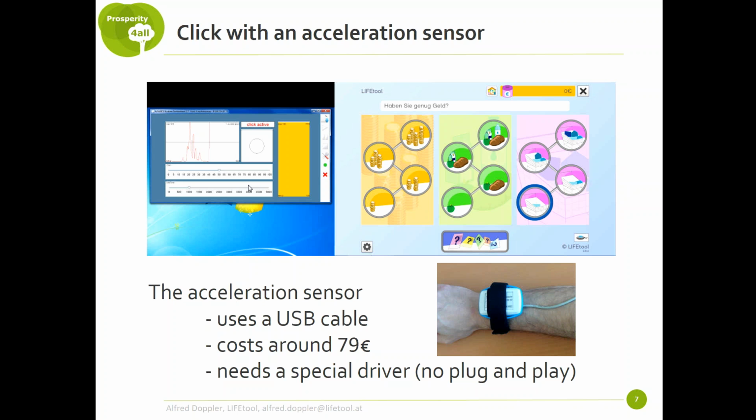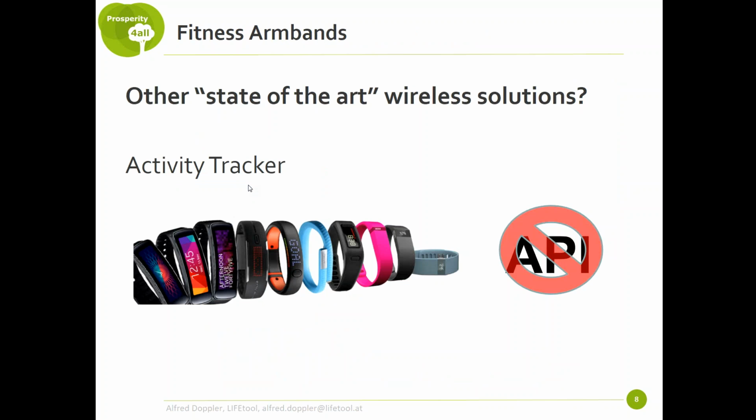So we were thinking about, okay, what about other state-of-the-art wireless solutions? I mean, now these fitness armbands and activity trackers are all over the news. So why don't we just use one of these? They may cost something like 20 euros or so. And so we checked and looked around. One of the big disappointments and surprising things for us was that there are normally no APIs for these things. And if they have APIs, they are only for iOS and Android. So in this way, the normal standard activity trackers are not really viable.